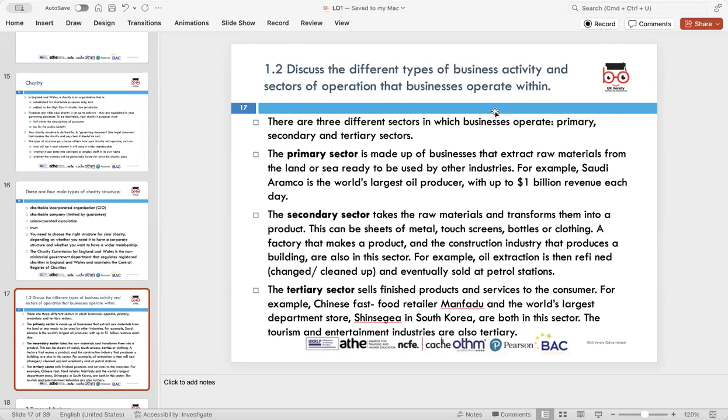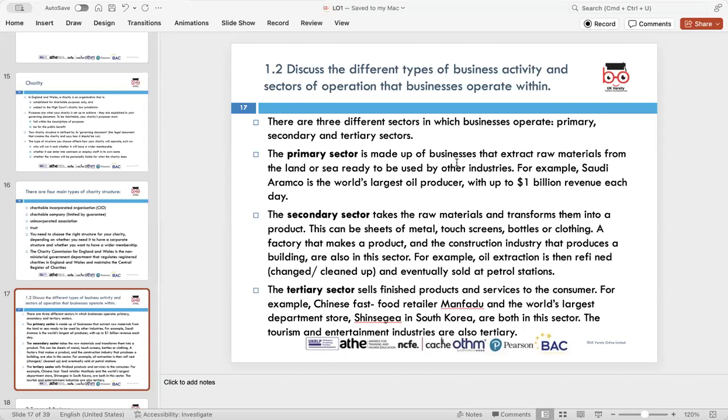On the other hand, the primary sector is made up of businesses or companies that harvest raw material from the land or sea, which are then prepared for utilization by other industries. As an illustration, Aramco is the greatest oil producer in the world, and it generates up to $1 billion in revenue every single day.